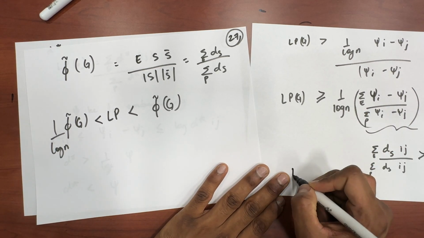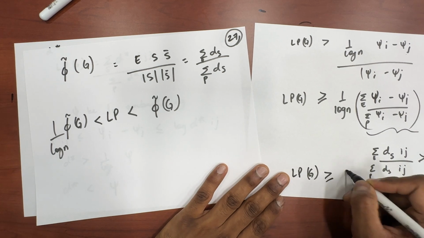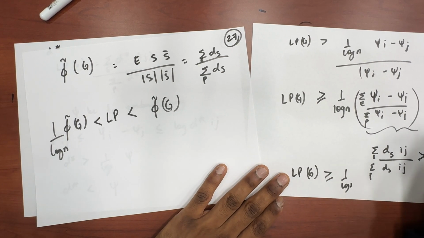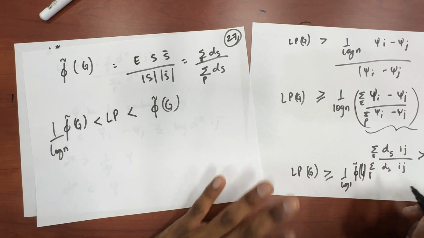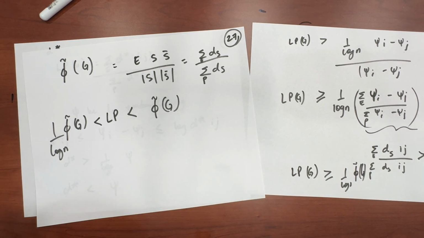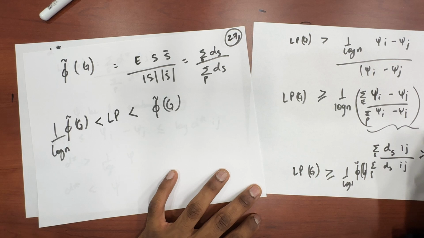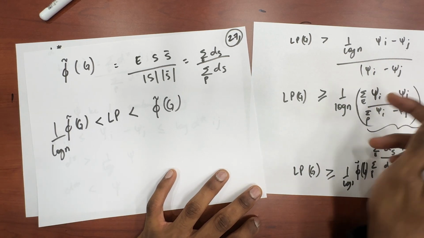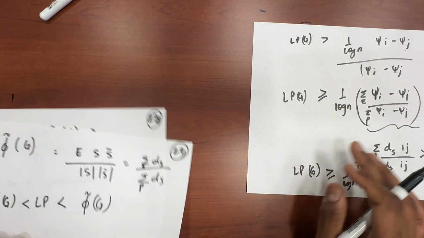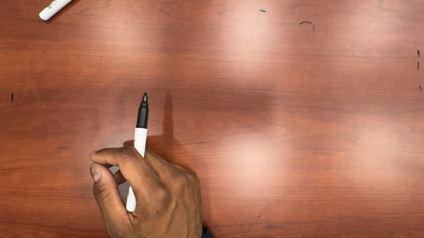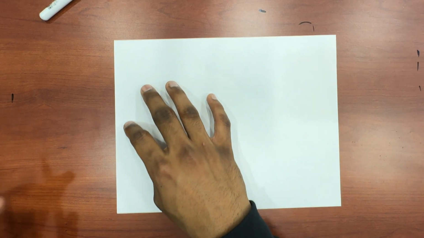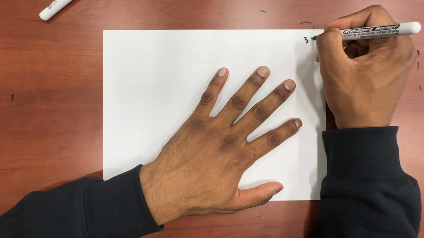So LP of G is greater than 1 over log n times phi tilde. Does that make sense? Yes, because phi tilde is a minimum over all L1 metrics, and this is just one particular L1 metric. So it makes sense. We have actually found a log n approximation to the phi tilde thing, which is very close to the actual sparsity, right?